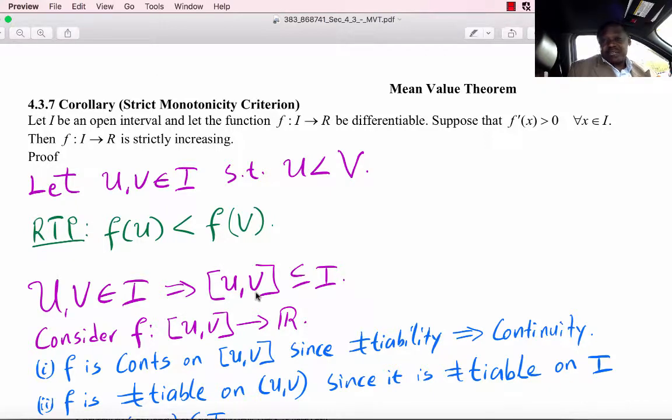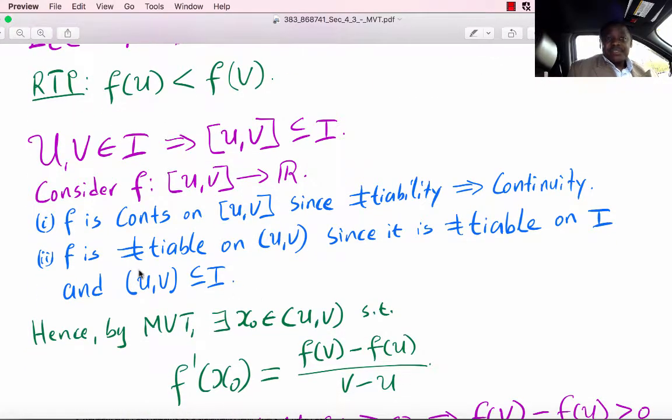Again, f is differentiable, so it's continuous, so life is good here. So f is continuous on uv, the closed bounded interval, because differentiability implies continuity. f is differentiable on the open interval uv, the restriction, because f is differentiable on the entire interval I. Remember, uv, the open interval, is a subset of I.